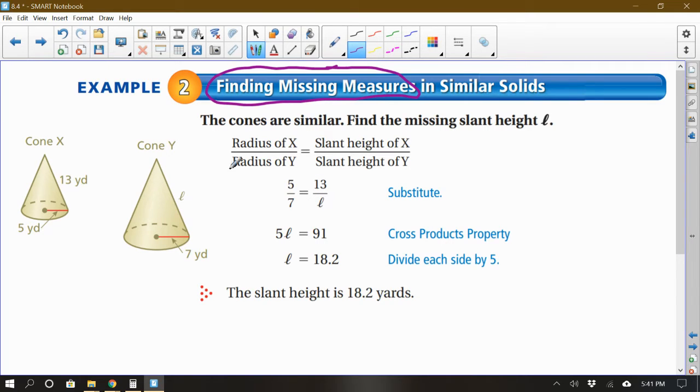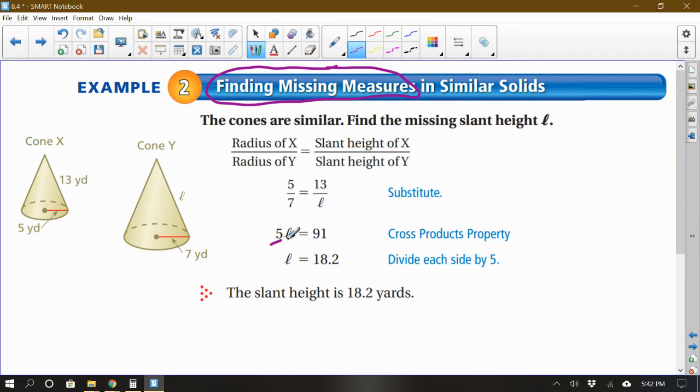Let's look at this proportion they set up. So they took the radius of the first one, x, so there's that 5, over the radius of cone y, which was 7. Okay, good. And that's supposed to equal the slant height of the first one, 13, over the slant height of the second one, and they're calling that L. All right. Now they did their cross products. 5 times L is 5L. 7 times 13, yep, that is 91.